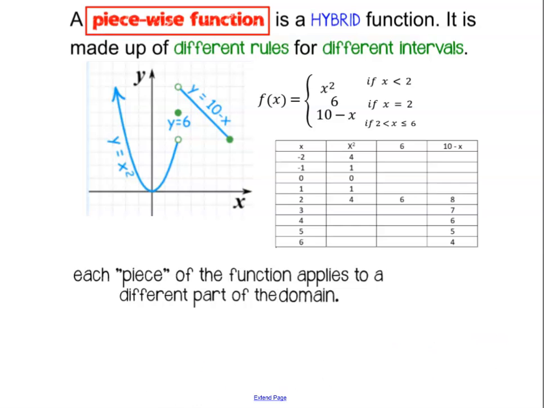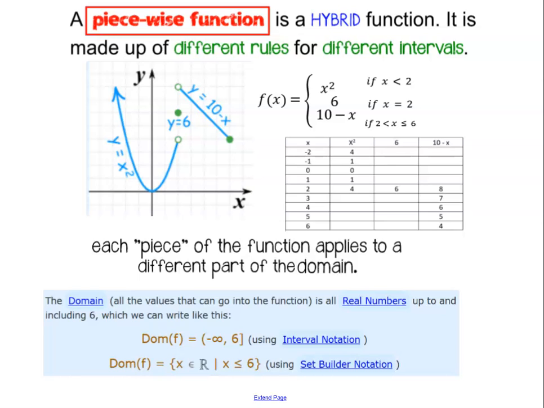So let's get started. When you create your tables, you might want to create one large table instead of 3 separate tables, but it's entirely up to you. So because my first rule required inputs of a number less than 2, we included all of these values: -2, -1, 0, and 1. Then my middle rule here required an input that was exactly 2, so we made sure to include that in the table. And then our last rule was anything that was higher than 2 but less than or equal to 6. So we included all of these values.